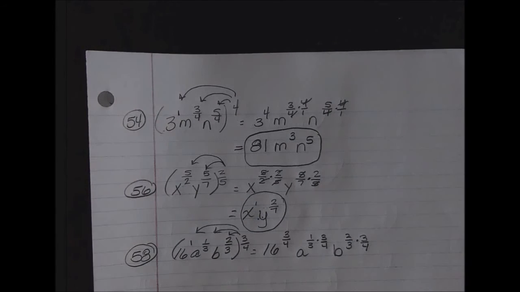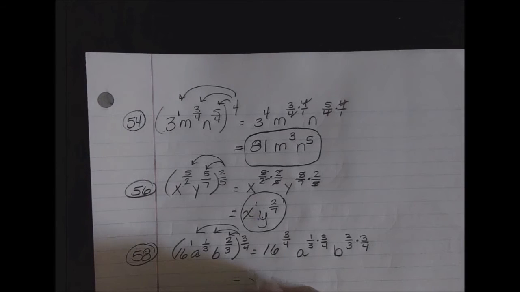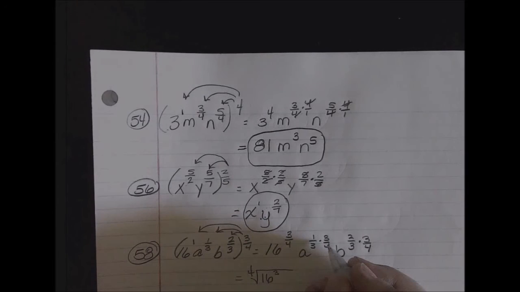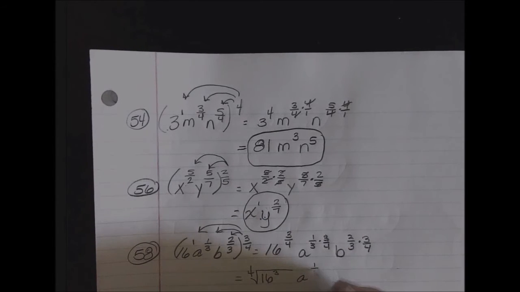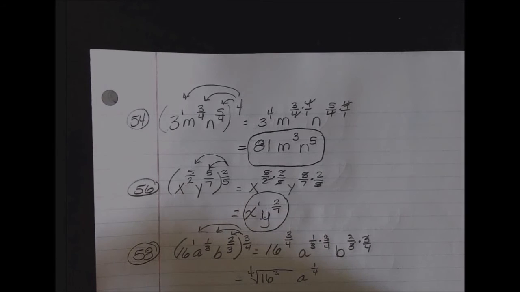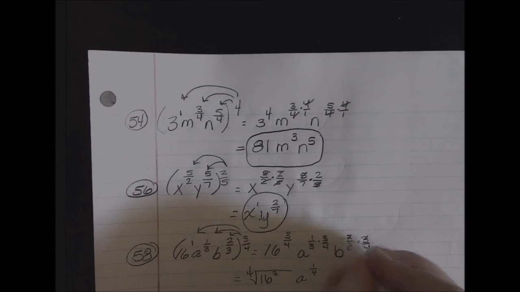So for the 16 to the 3/4, I can actually translate that into that radical form that we talked about in the very beginning of this lesson. So 16 is my base, 3 is my power, 4 is my root. For my a up here, these 3's cancel, leaving me with a to the 1/4. And then my 3's cancel for my b, and then the 2 over 4 simplifies to be 1/2.